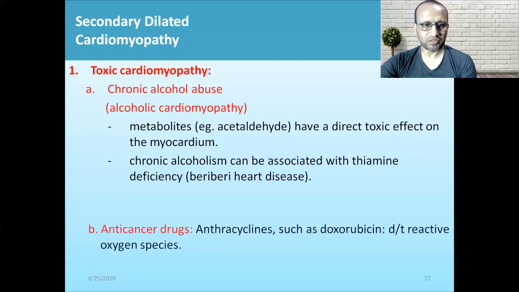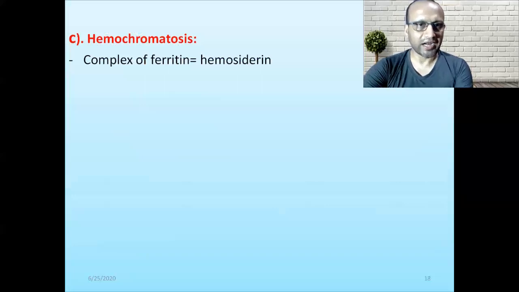Myocardial cell injury can occur during chemotherapy. Anthracyclines can injure myocardial cells due to reactive oxygen species. Secondary dilated cardiomyopathy can occur in hemochromatosis. Before going into the details of hemochromatosis, we have to understand what is ferritin, what is hemosiderin, and what is hemosiderosis.